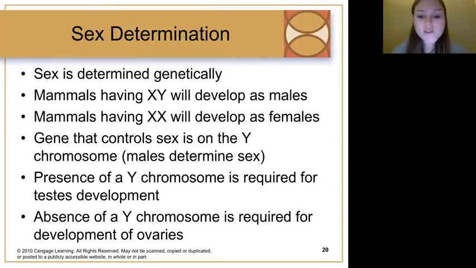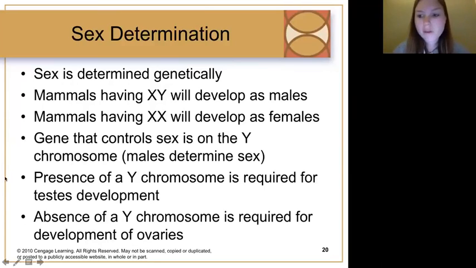The presence of the Y chromosome is required for the development of testes, and the absence of that Y chromosome is what's going to signal the development of ovaries. So that's how sex is determined in mammals. Is everybody clear on that?